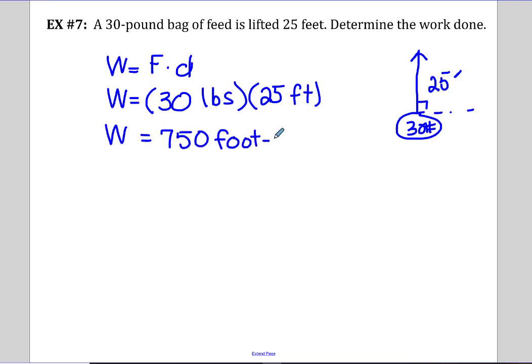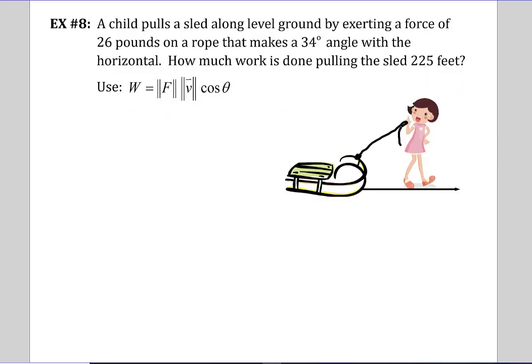And foot-pounds is where we get torque from. A foot-pound is about 1.4 joules. And it's a unit of work or energy. And here's our last one.